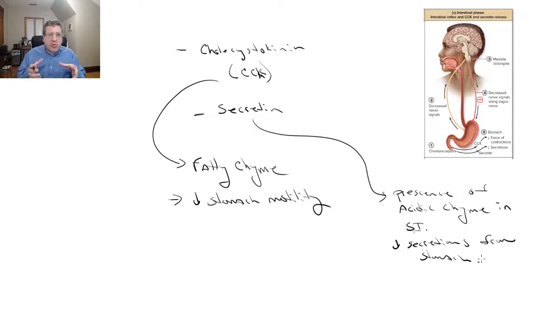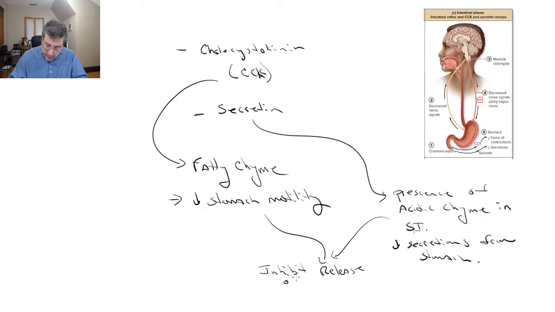Now, both of these hormones deal with decreasing the secretions from the stomach in this case. And both will inhibit release of gastrin. Okay, so this one and this one inhibit release of gastrin. What cell type releases gastrin? Okay, so that's the regulation of the 3 phases of stomach digestion.